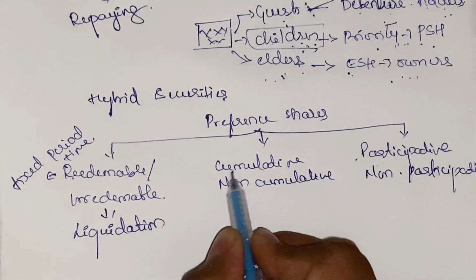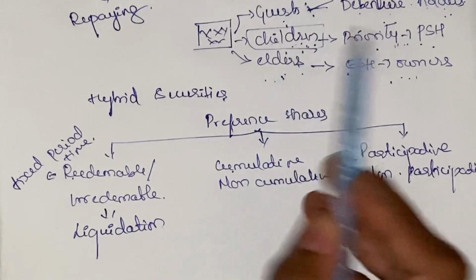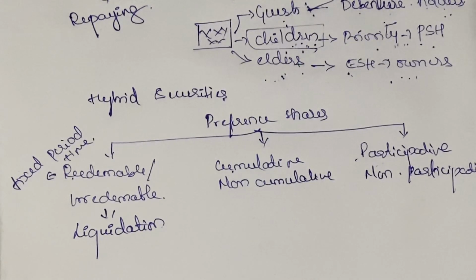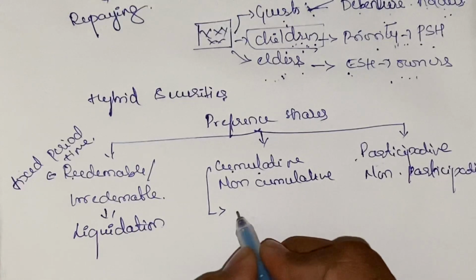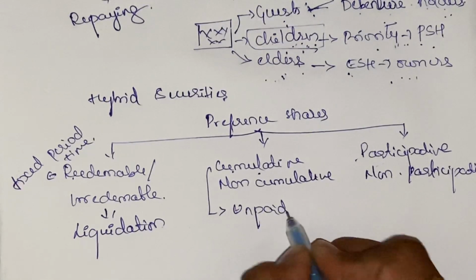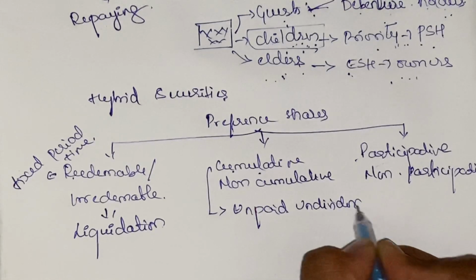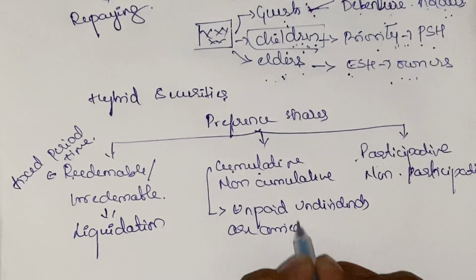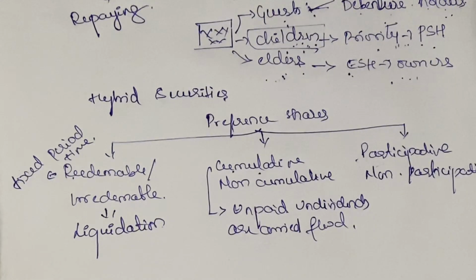Then cumulative. In comparison with the previous example, if there are no sweets lying, the sweets have got over, what will I say to children? I will say I will buy you a chocolate or a sweet next day. What am I doing? I am promising them to give something tomorrow. Correct? So cumulative preference shares are nothing but if I don't earn profit this year, I will promise them to pay them in the following year. So under cumulative preference shares, the unpaid dividends are carried forward to the next year.